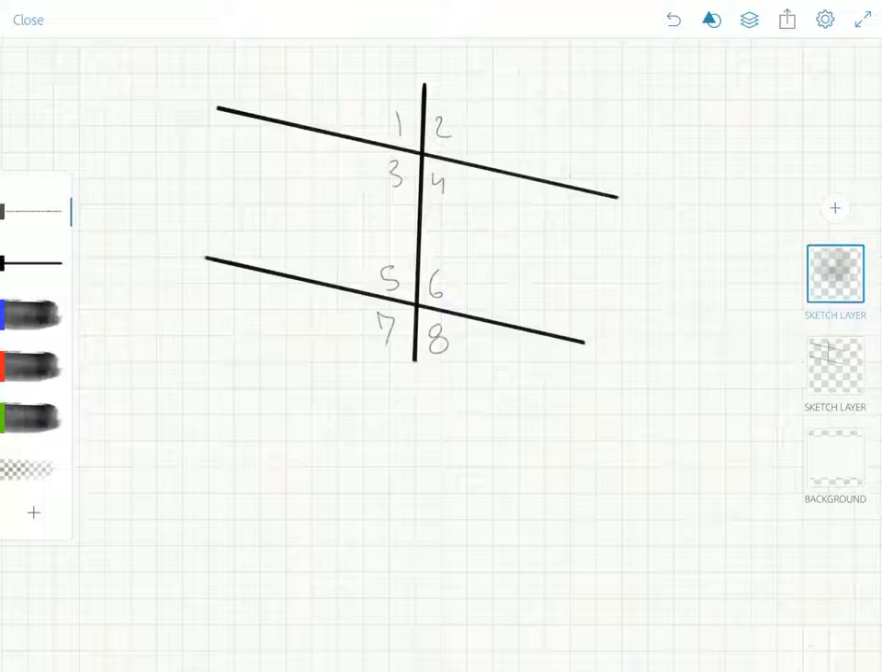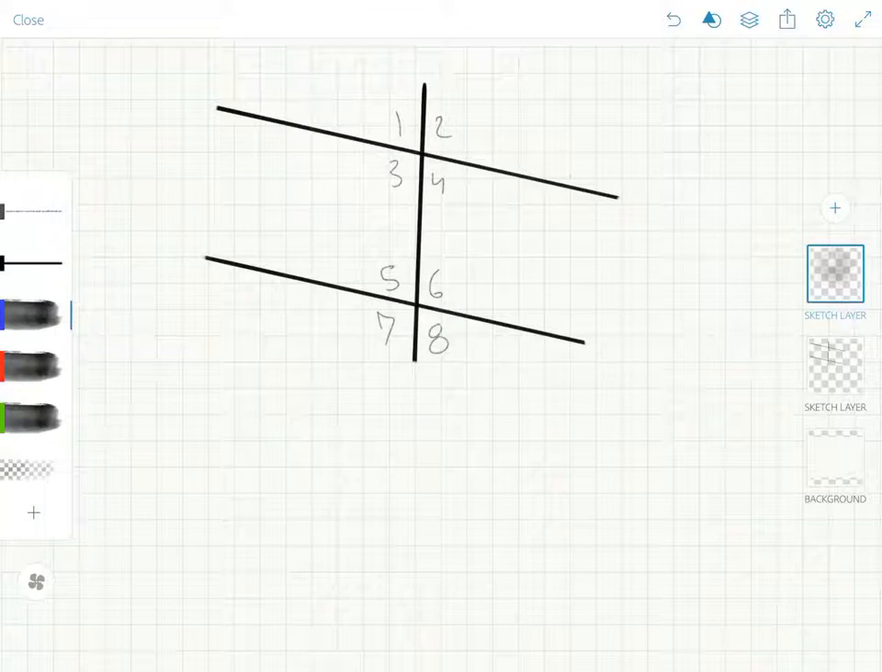So now that we have established the names of the various angle relationships, when we have two parallel lines intersected by a transversal, we want to start proving things to be true about those angle relationships. And these are fairly simple proofs. Let's prove something about alternate interior angles.